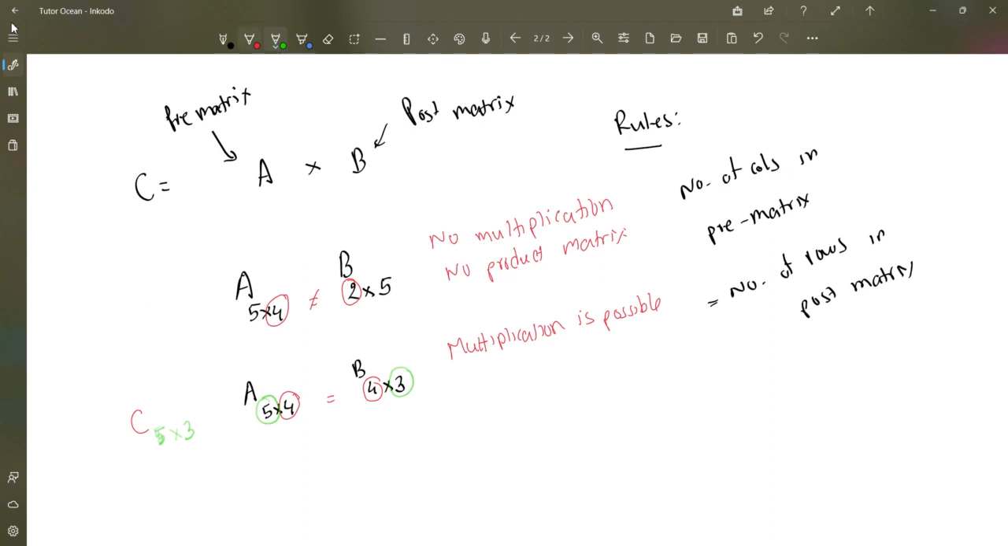This is a very important, good helper. You will see why this knowledge that the rows come from the pre-matrix and the columns come from the post-matrix is a helpful bit of information that you will see just a bit later. Okay, so let's just look at two matrices that we can multiply.